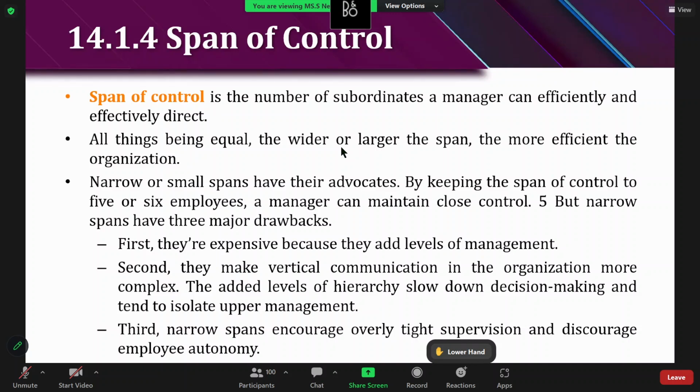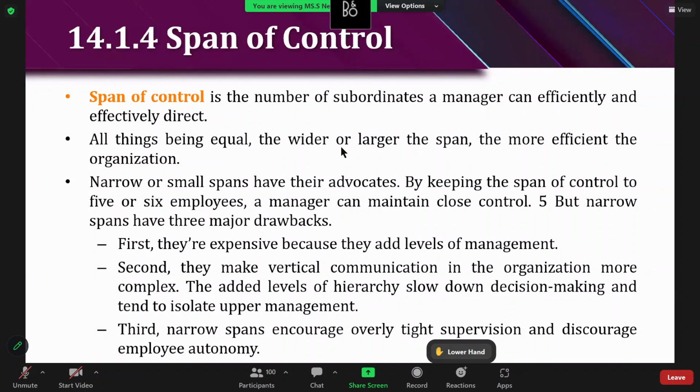And the third one, narrow span of control encourages overly tight supervision and discourages employee autonomy. So it encourages tight supervision, very close supervision would be there. Since the employees are tightly or very closely supervised, they may feel like they don't have the independence to do anything. Their autonomy is not entirely there. That kind of feeling employees may have, and that might affect their morale. Okay? So these are some effects or some disadvantages of having a narrow span of control.